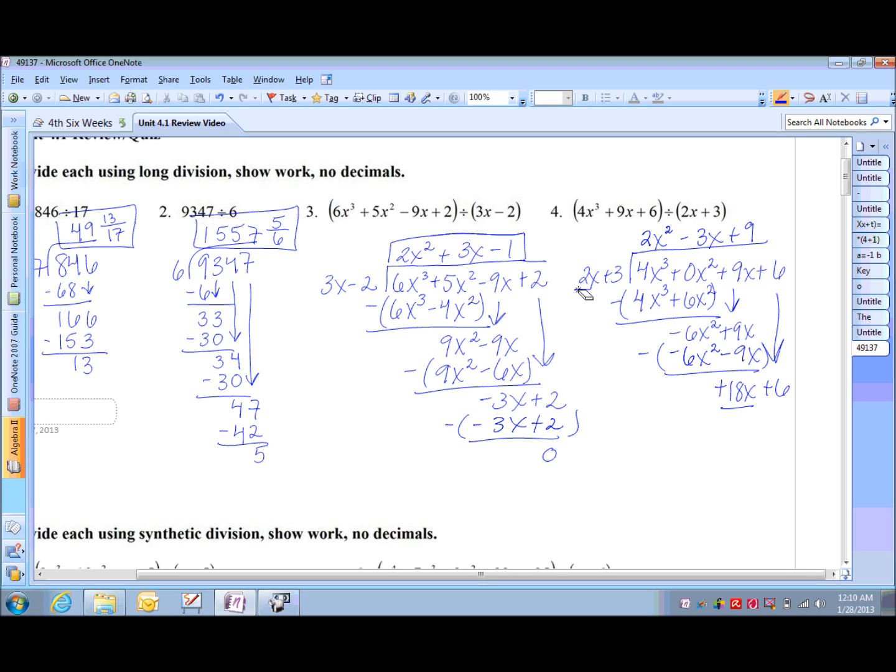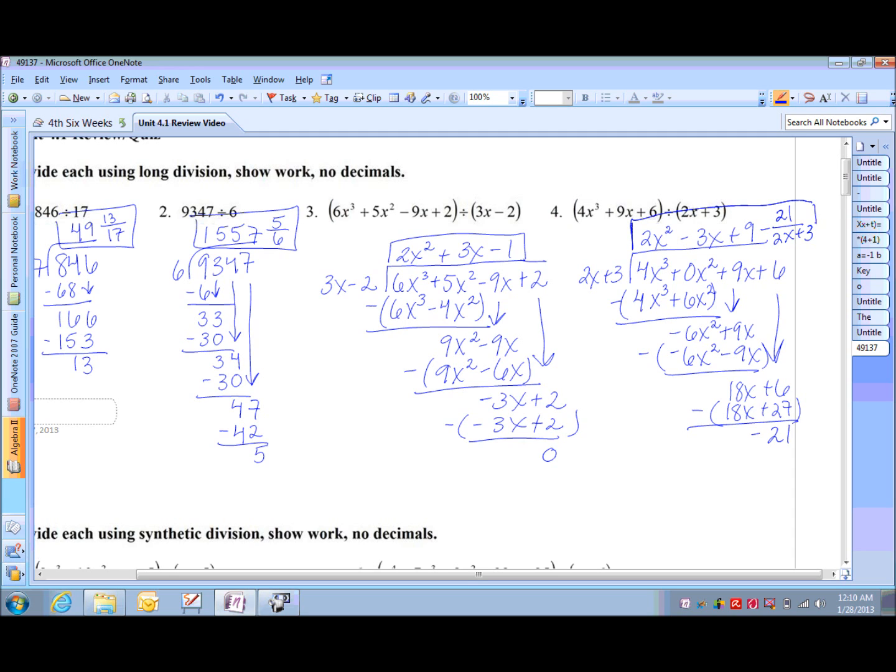And we're going to multiply that back through. So 9 times 2x is 18x. And 9 times 3 is 27. We subtract, and you end up getting negative 21. Now, since there's nothing left to bring down, negative 21 is left over, so we take the negative 21 and put it over 2x plus 3, which is what we're dividing by.